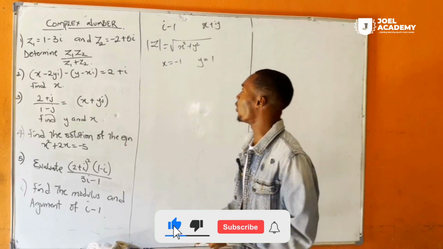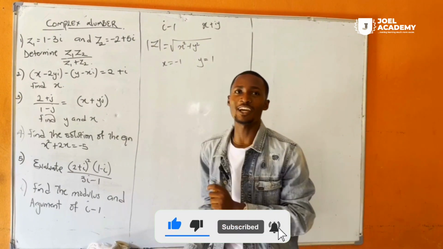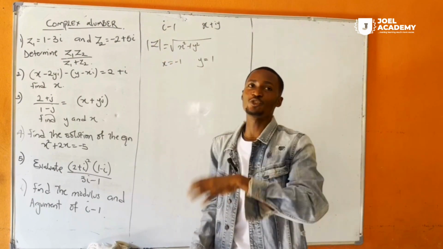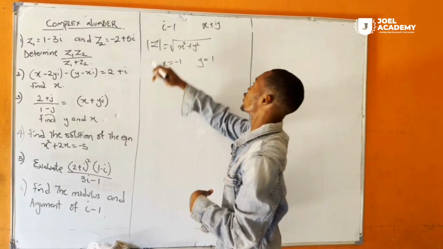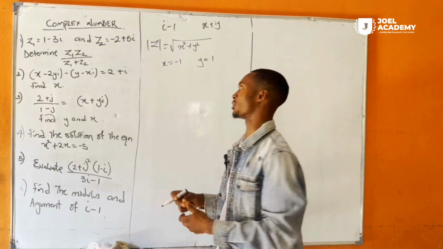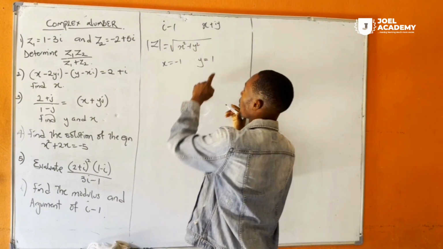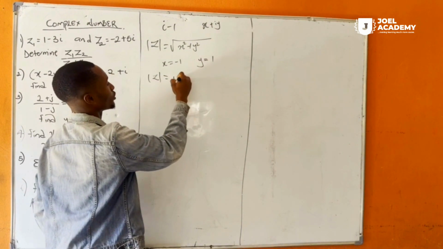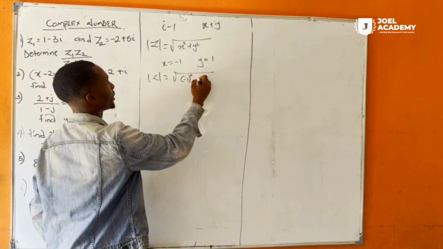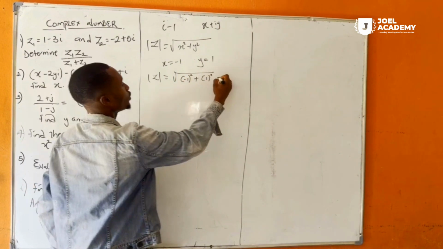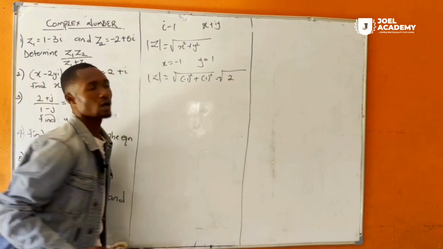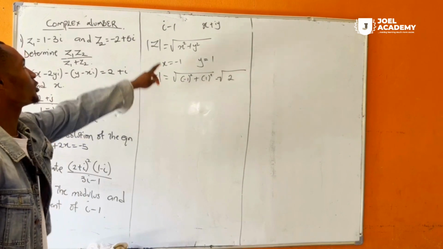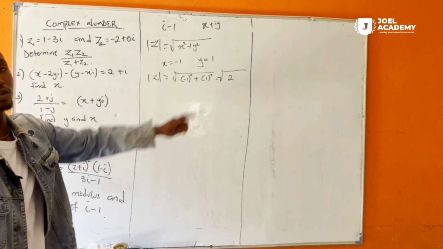Now someone may want to say, no, the coefficient of x is 1. No. Always get it right. Because it is interchanged does not mean x is not minus 1. Your x is always your real number, while your y is your imaginary number. So if my x is minus 1 and my y is 1, then the modulus of z will be equal to the square root of minus 1 squared plus 1 squared, which gives us the square root of 2. Are we together? So my modulus of i minus 1 is equal to the square root of 2.